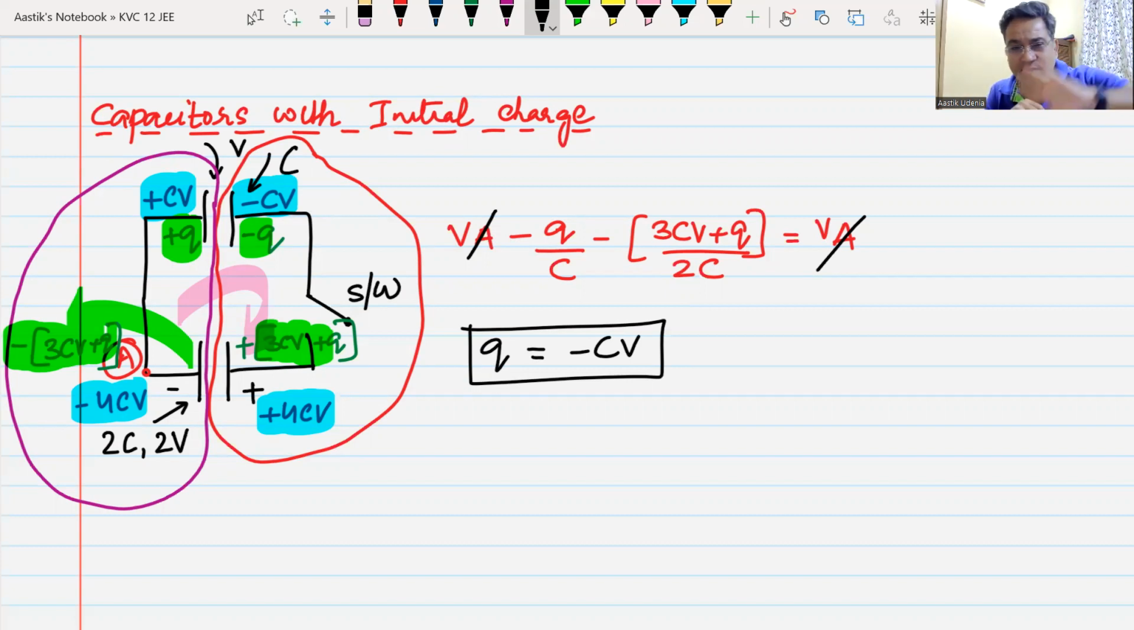Do we understand this, or bye bye? Understood, sir. How many people bye bye? Everybody understood, sir. Even after writing that equation, if you give the answer in terms of C square V minus 1, what do I do?